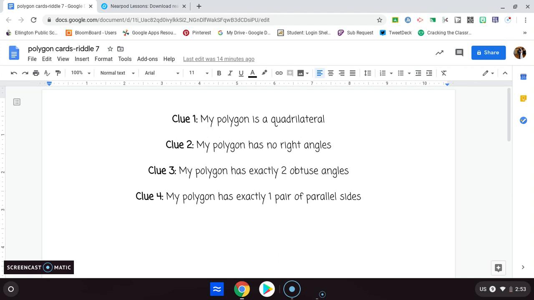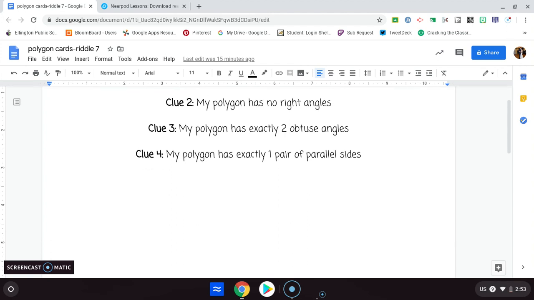My polygon has no right angles. So any shape like a rectangle and square that have all right angles, you're going to flip over. If it has one right angle, you're going to flip it over too, because it has no right angles at all, even one. So you want quadrilaterals that have obtuse and acute angles. My polygon has exactly 2 obtuse angles. So their polygon has 2 obtuse, exactly, not 3, not 1. It has exactly 2 obtuse, bigger than 90, less than 180.